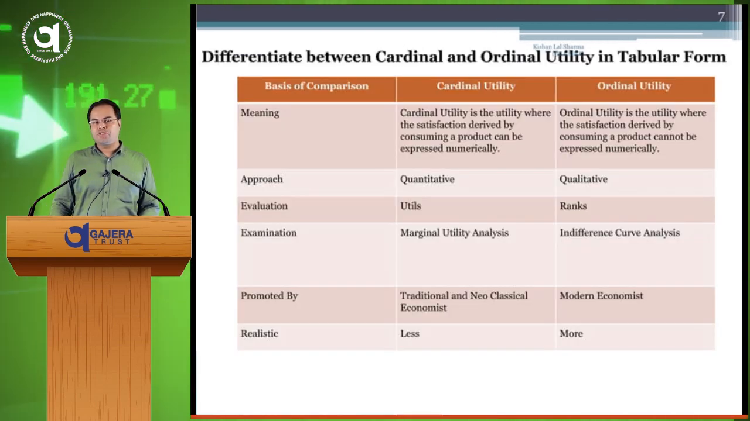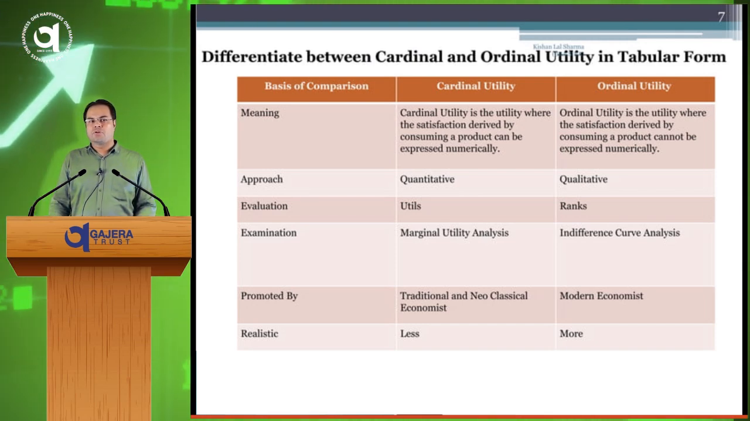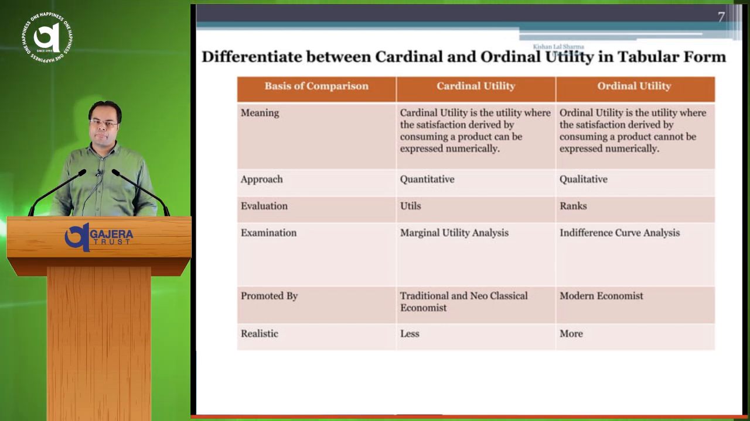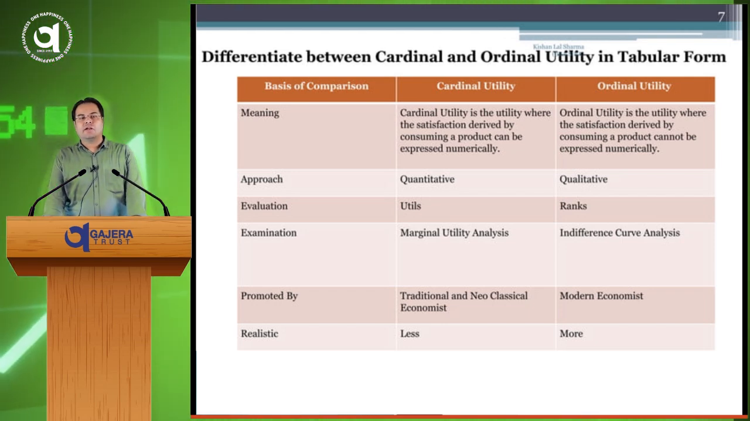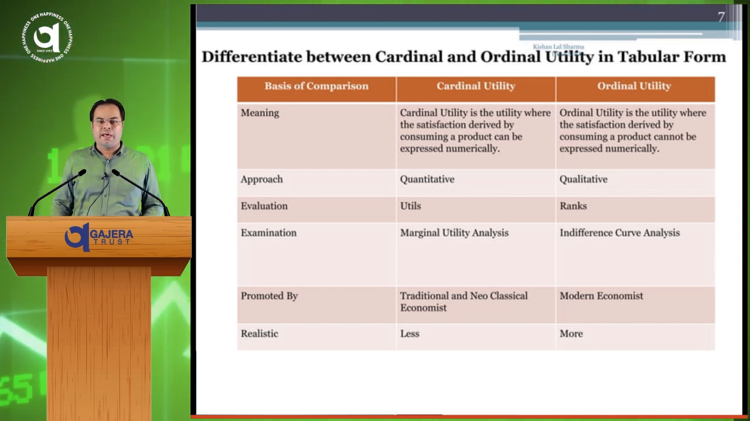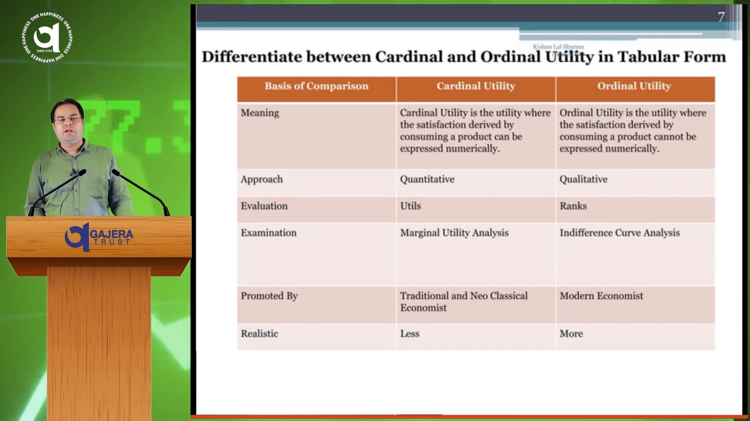Now we will differentiate between the two concepts, cardinal and ordinal utility, in a tabular form. So we have seen utility. Now what is utility? It is an abstract term. They are also classified into two criteria: one is cardinal utility and the second is ordinal utility. First we will see the meaning of both.